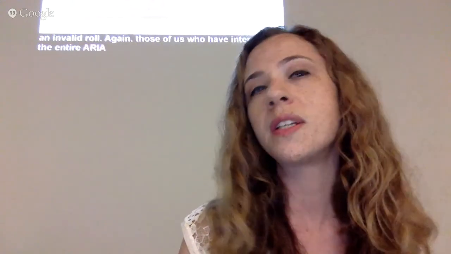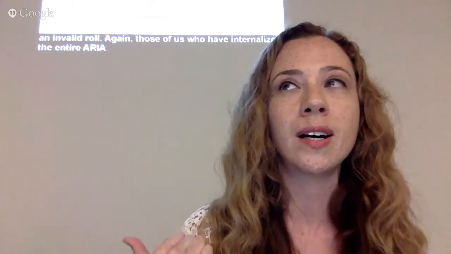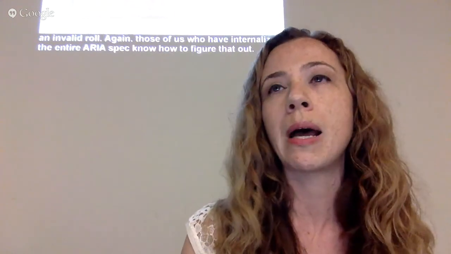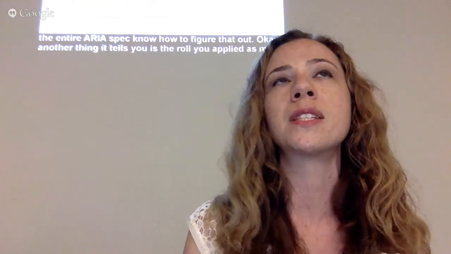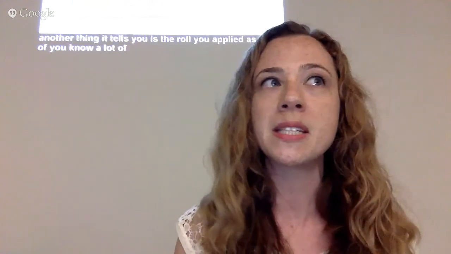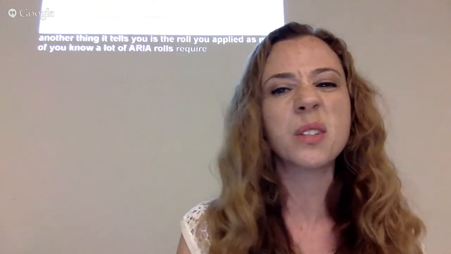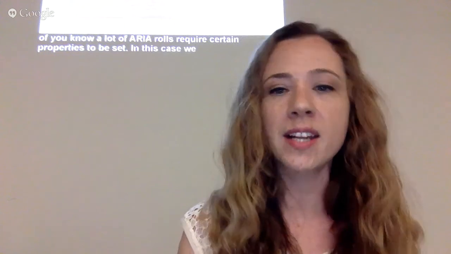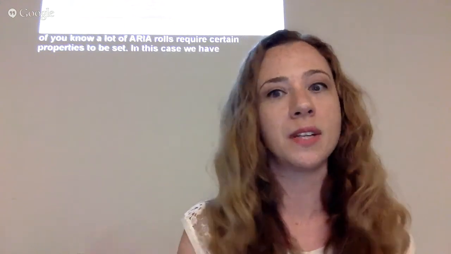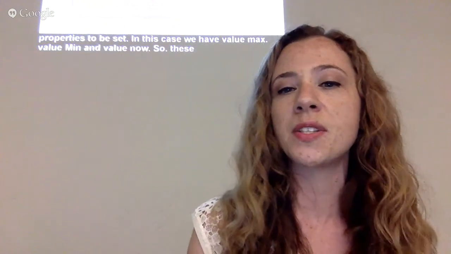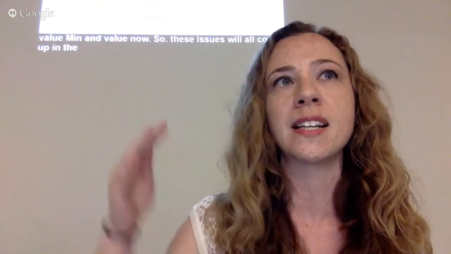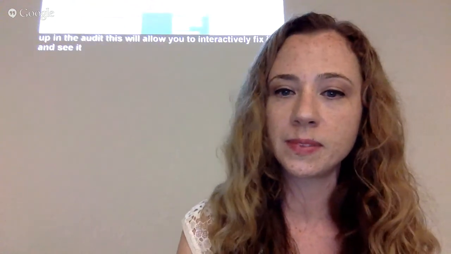Another thing that it can do is tell you when the role that you've applied has certain, so as many of you know, a lot of ARIA roles require certain properties to be set. So in this case, we've got the slider role, which requires ARIA value max, value min, and value now. And it's telling us, okay, you haven't set these properties, you need to go in and set them. So these issues would all come up in the audit, but this allows you to sort of interactively fix it and see it being fixed right there in the sidebar as you go along.